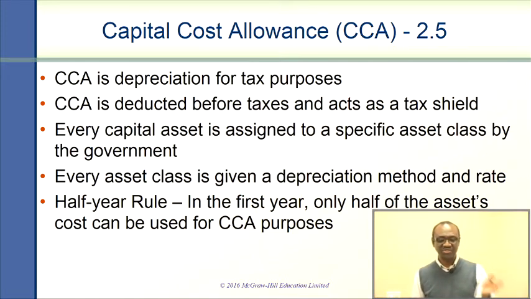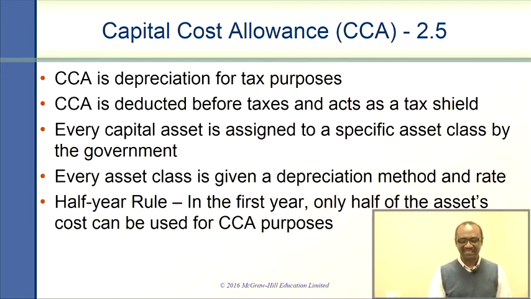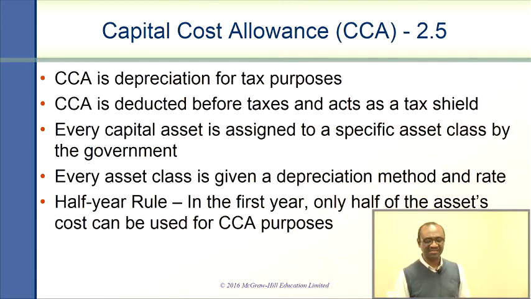And as such, to avoid all these estimates, CRA came up with this rule, which is to do capital cost allowance, which we'll be looking at some of the classes in a few minutes. So CCA is then deducted before taxes and acts as the tax shield. Tax shield meaning shielding an income from taxation.